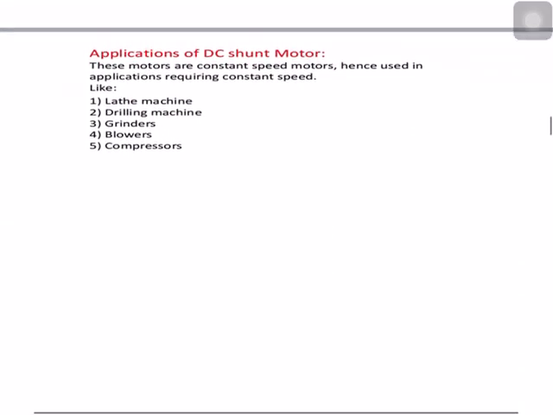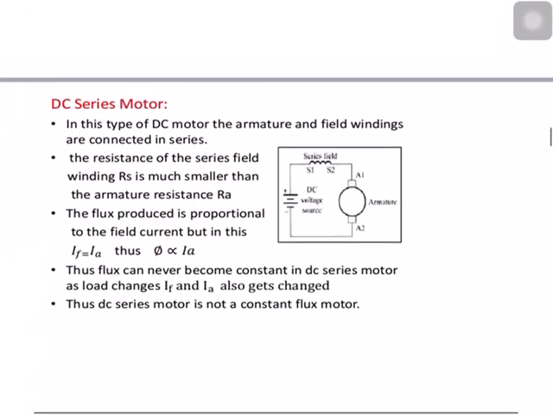So now let us move to applications. These motors are generally called constant speed motors. So they are generally used in lathe machines, drilling machines, grinders, blowers, and compressors. So these are the general applications of DC shunt motor.